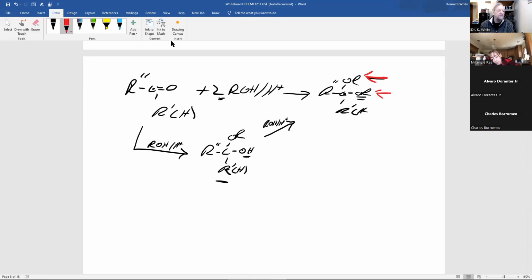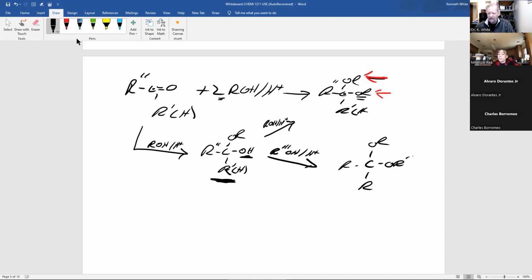It's symmetrical. Well, it turns out that you can take this hemiacetal or hemiketal and react it with 1 alcohol to form it, and then a separate alcohol, R triple prime, to replace this, to form this new acetal or ketal that's now unsymmetrical.